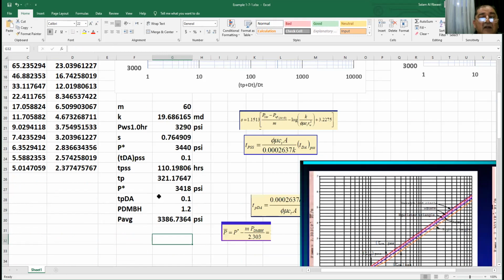So here is the way to calculate average reservoir pressure using Matthews-Brons-Hazebroek. In the textbook, the average pressure is calculated to be 3,376. For our case, it is 3,386. Okay, this would be fine. So this is how to calculate average reservoir pressure using the MBH technique, the Matthews-Brons-Hazebroek method.